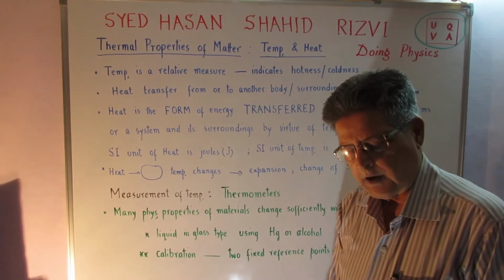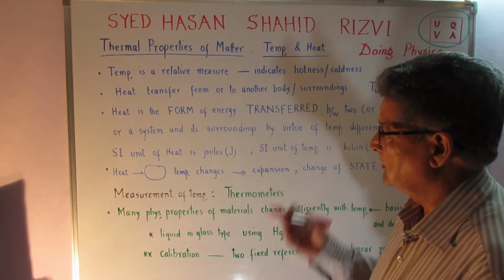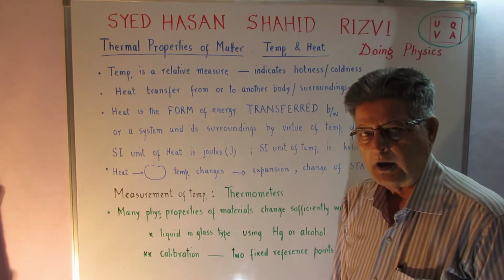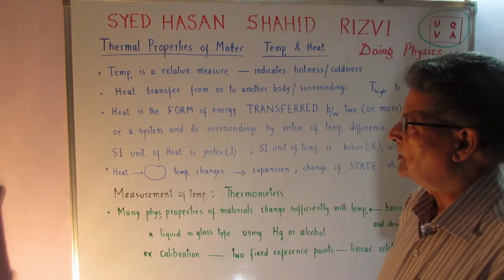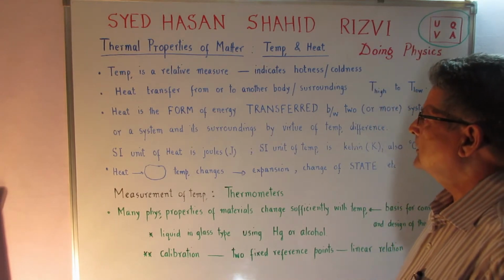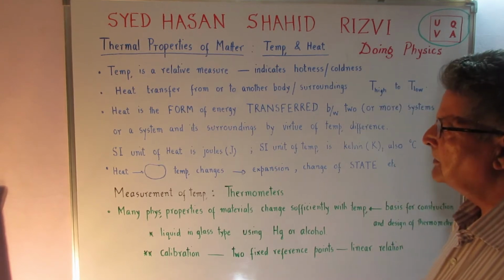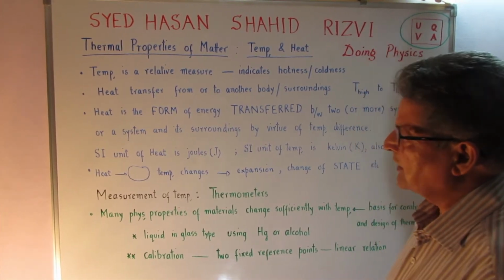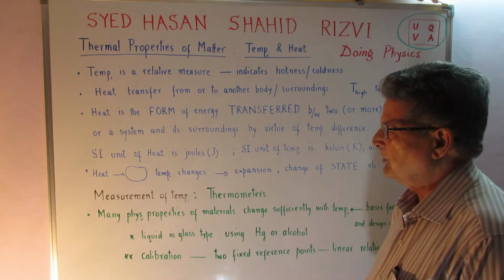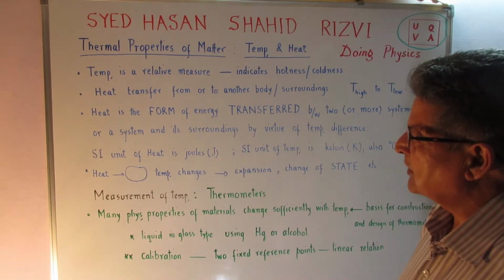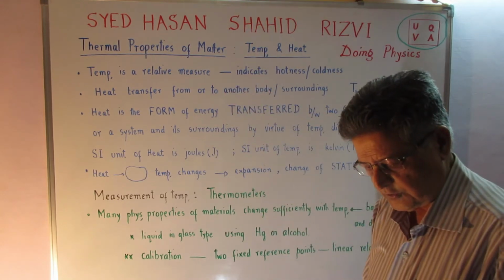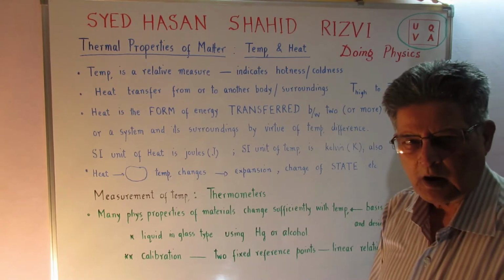Now, today and in the following lectures, we delve into the discussion of the thermal properties of matter. Very interesting properties. Of course, temperature and heat are the nuances that have to be understood properly. You know it from before. It has been discussed in junior classes that temperature is a relative measure. It indicates hotness or coldness of a certain body.